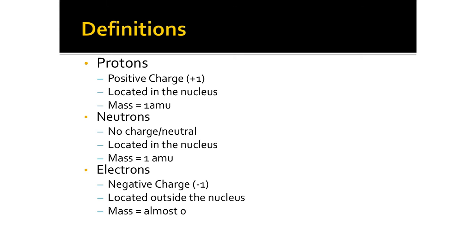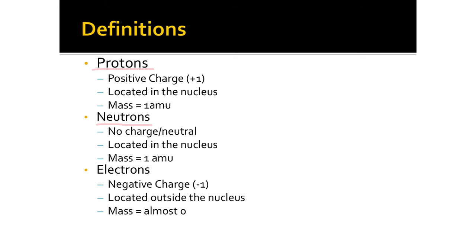So we have our protons, our neutrons, our electrons. So those are our subatomic particles. Our protons are positive. They're located in the nucleus and they have a mass equal to 1 AMU. So their mass is about the same as a neutron. Neutrons are also located in the nucleus, and neutrons are neutral or they don't have a charge.